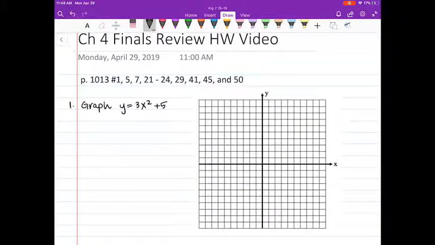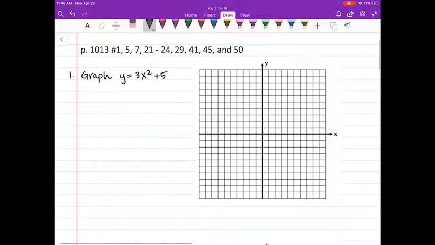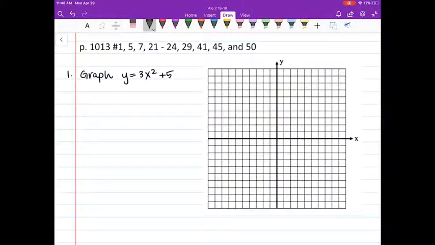Problems 1, 5, and 7 are asking us to graph. Problem number 1 is given to us in standard form. When we graph in standard form, our equation for our axis of symmetry is x equals negative b over 2a. Well, in this problem, a is 3, b is non-existent, it is 0, and c is 5. So that means that our axis of symmetry is at x equals 0.